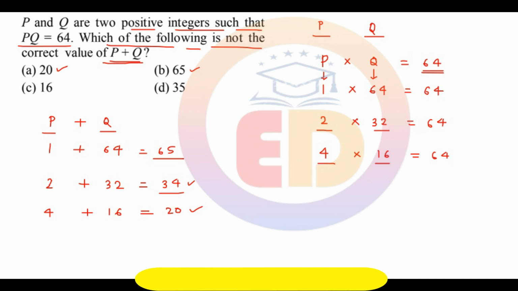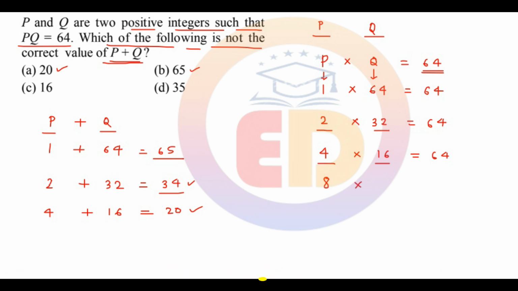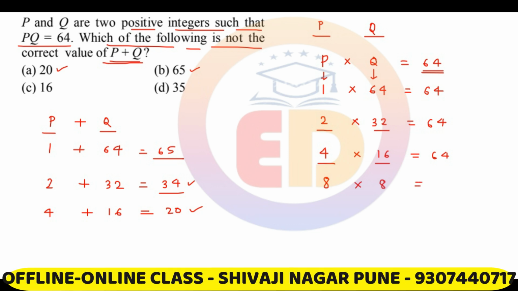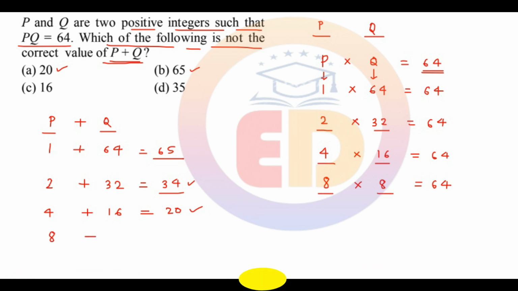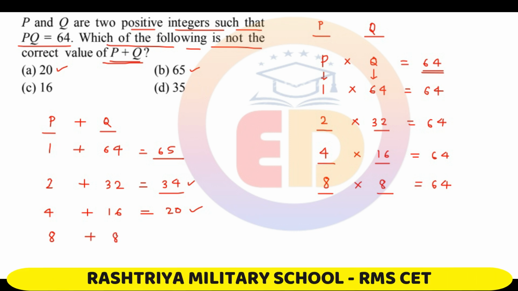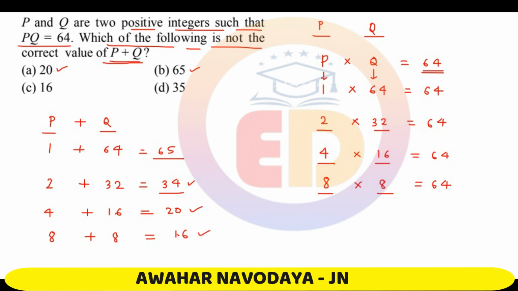Next, we can get 64 by multiplying 8 into 8. 8 into 8 is 64. So the possible value of P can be 8 and Q can also be 8. Let us do P plus Q, which will be 8 plus 8. 8 plus 8 is 16. So 16 can be a possible value of P plus Q, which is also given as an option.